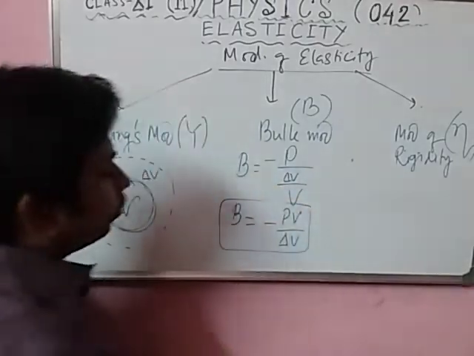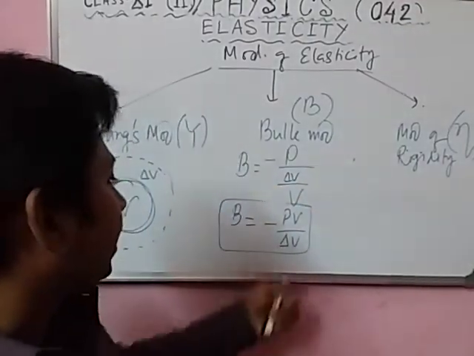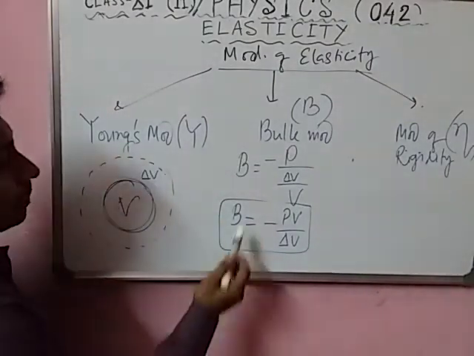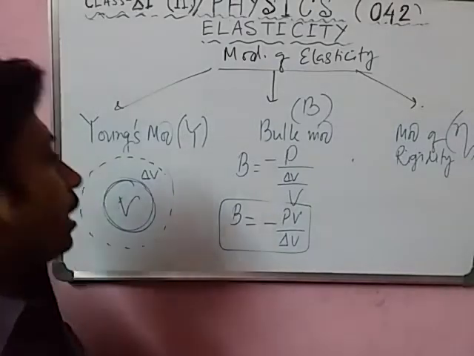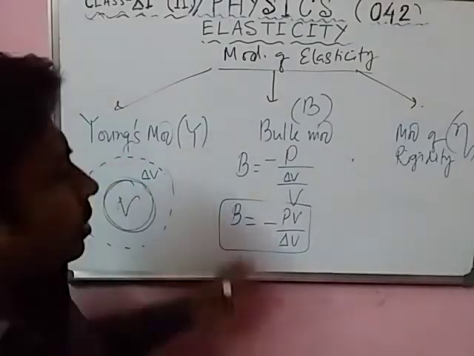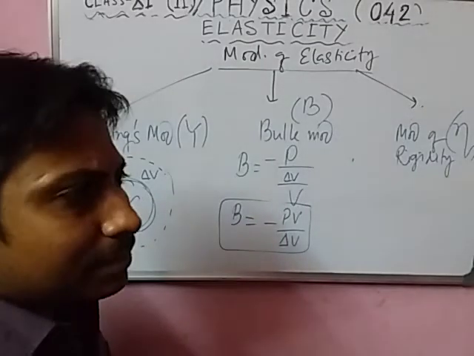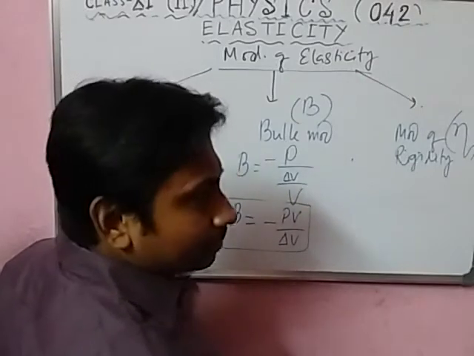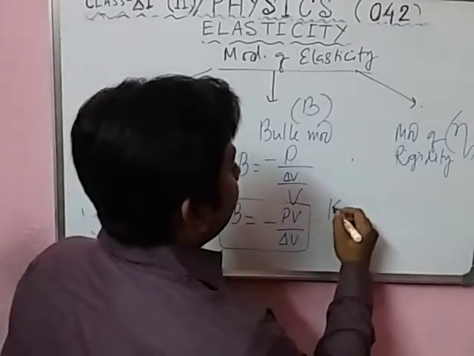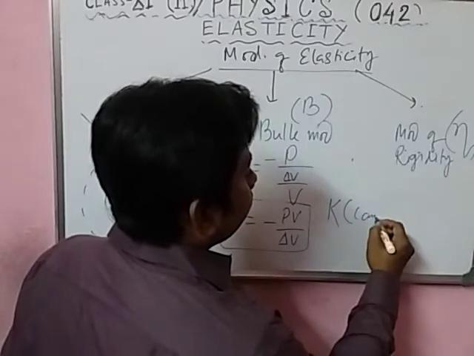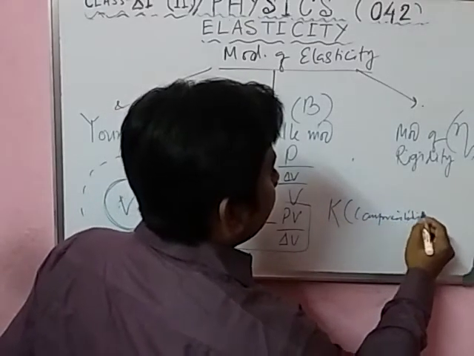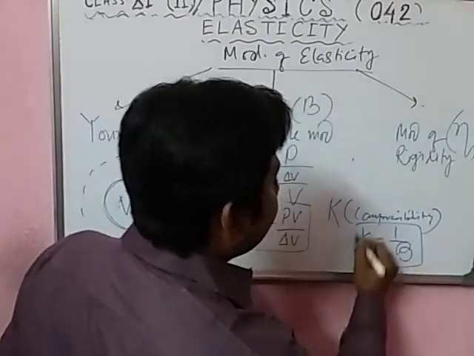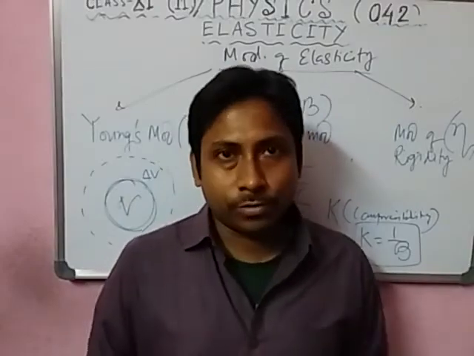This is your bulk modulus. Why minus? Because if pressure increases, delta V decreases. If pressure decreases, delta V increases. So student, pressure and volume are inversely proportional. That's why minus. Another very important thing is compressibility. The reciprocal of bulk modulus is called compressibility. So compressibility K is equal to 1 by bulk modulus.